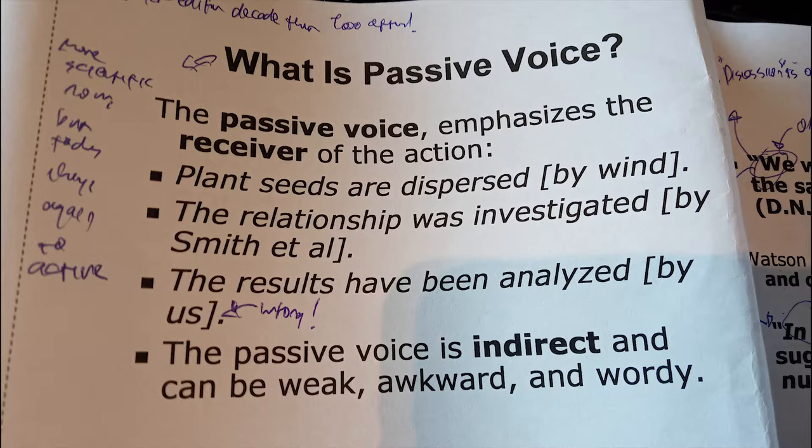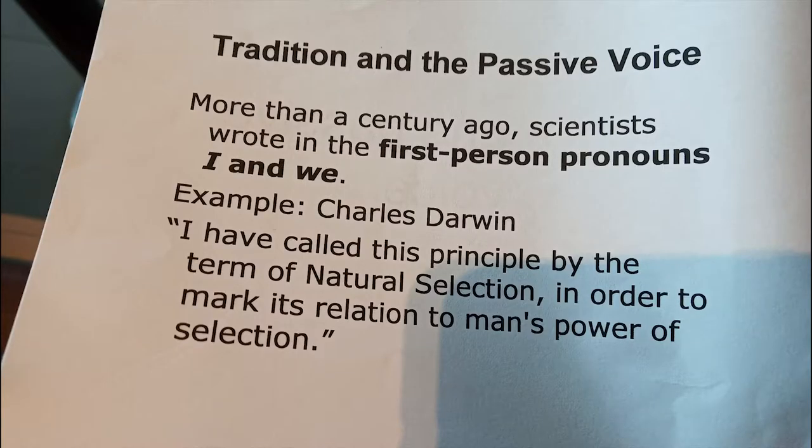Now, I want to talk about how this preference for active and passive voice has changed in the history of science. If you go back to 1860s, when Charles Darwin wrote his book on the origin of species, in Darwin's time, scientists would write first person, I, an active voice. For example, I have called this principle by the term of natural selection. Today, we don't really see I in medical papers, almost never. And we have shifted away from that, but in 1860, this is how all scientists would write.